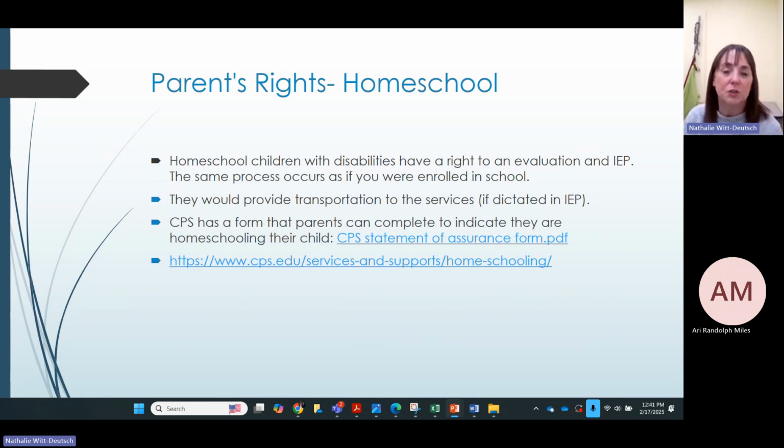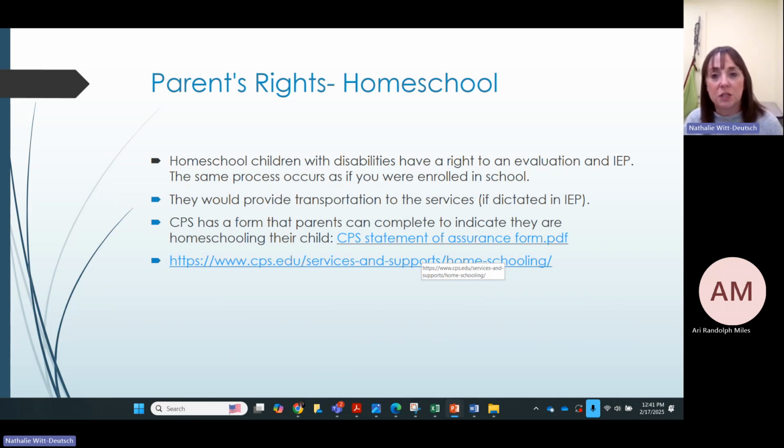And then lastly, you also have the right to homeschool your child. Homeschooled children with disabilities have a right to an evaluation and IEP just like anybody else. The same process would occur if you were enrolled in school.